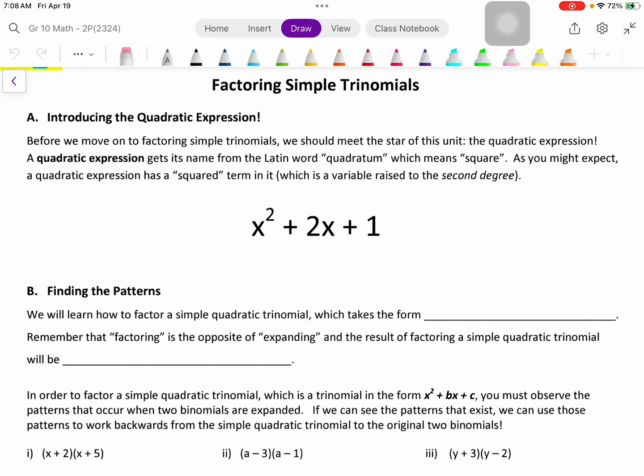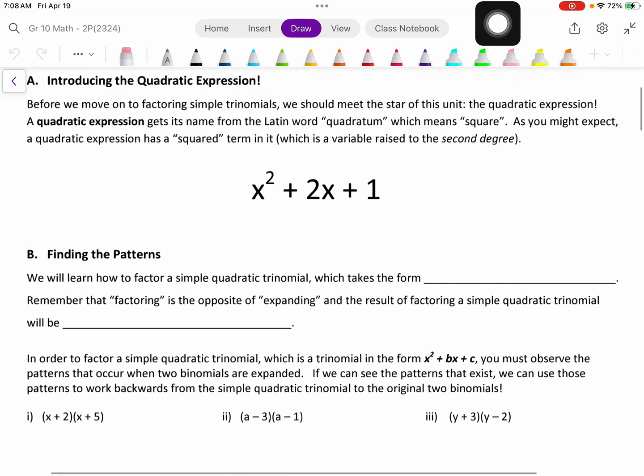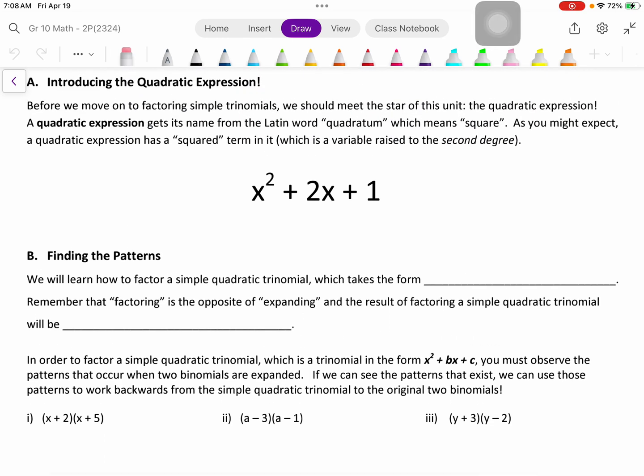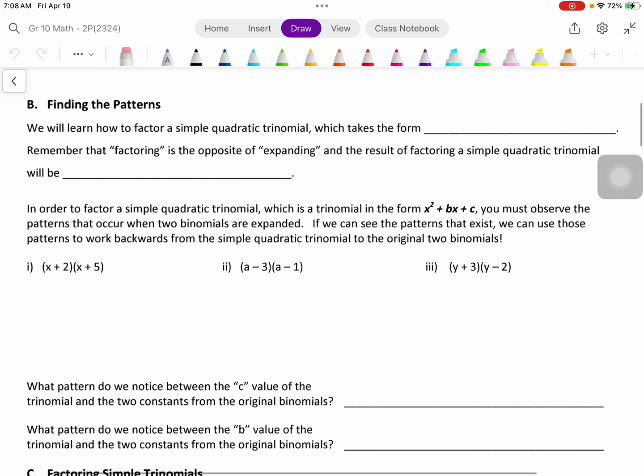In this lesson, we're going to look at how we can factor simple trinomials. So we've taken a look already at how we can take two binomials which are being multiplied by each other and end up with a trinomial as our answer. In this video, we're going to learn how to do the reverse, how to start with a trinomial and factor it into the two binomials that multiply to it. So we're going to look at some different patterns that we can see.